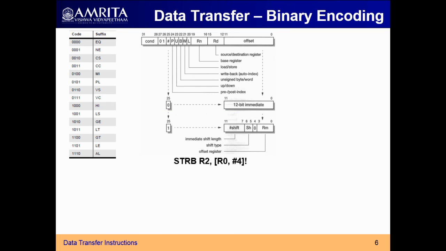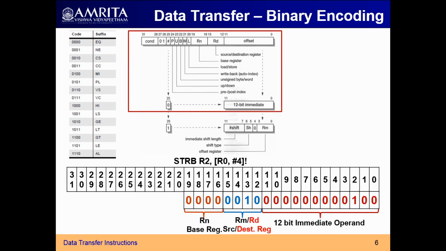Next we will see the STRB instruction. Previously we have seen LDRB. Now we are going to see STRB. So the only difference is in bit number 20 onwards. From 0 to 19 it is the same as the previous one.